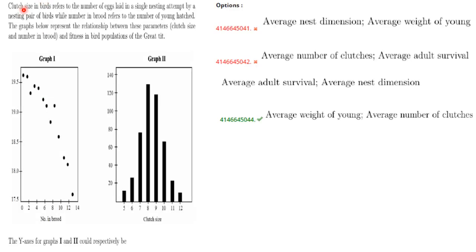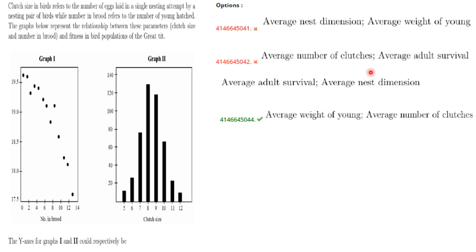Then next one. Clutch size in birds refers to the number of eggs laid in a single nesting attempt by a nesting pair of birds, while number in brood refers to the number of young hatched. The graph below represents the relationship between these parameters, that is clutch size and number in brood, and fitness in bird populations of the great tit. The y-axis for samples 1 and 2 for graphs 1 and 2 could respectively be.